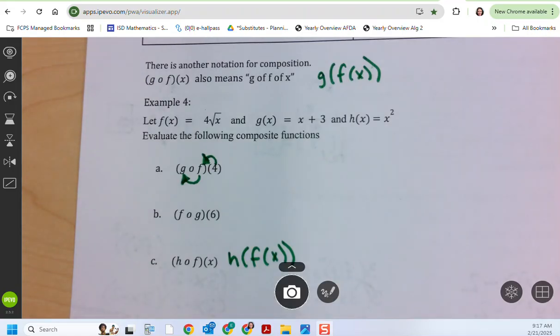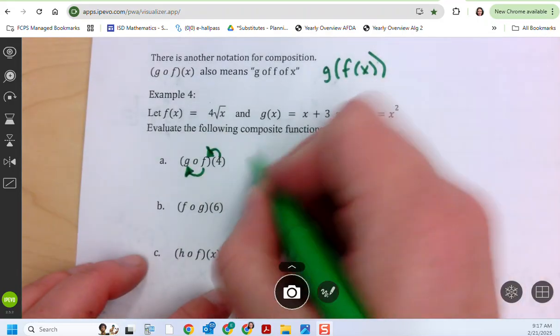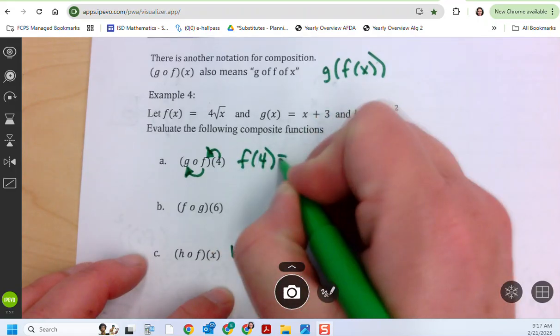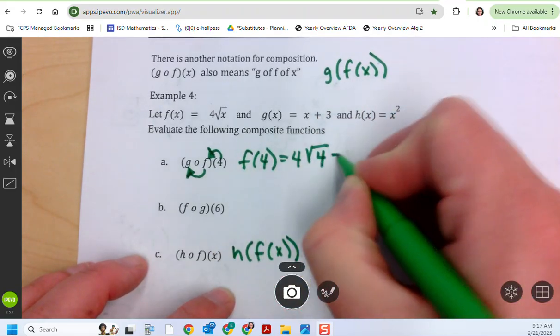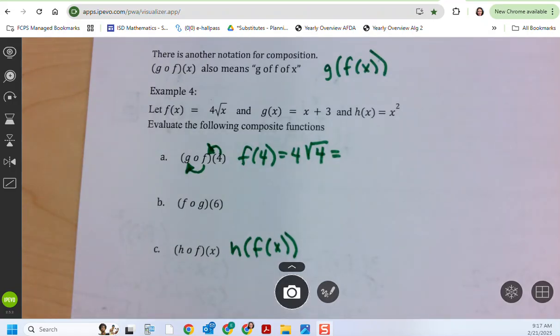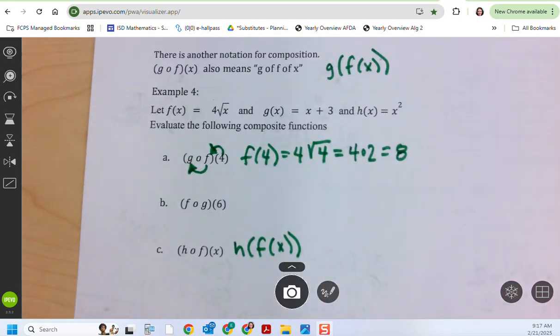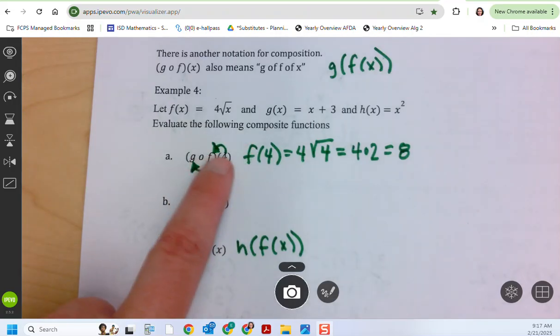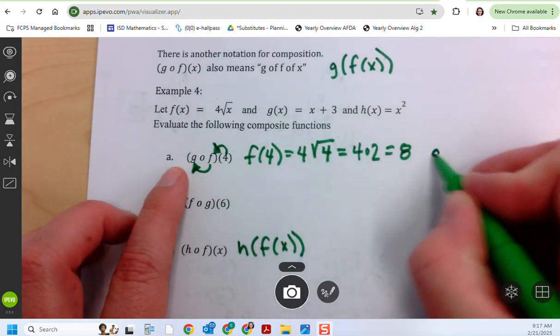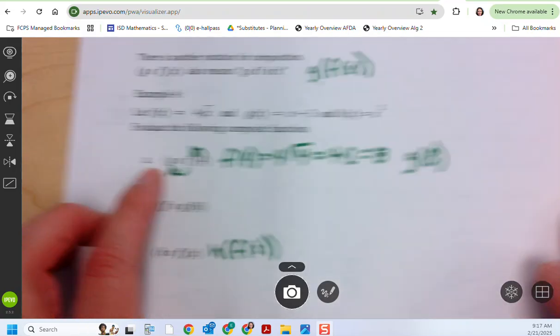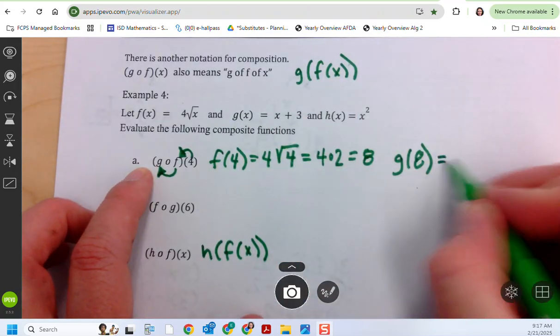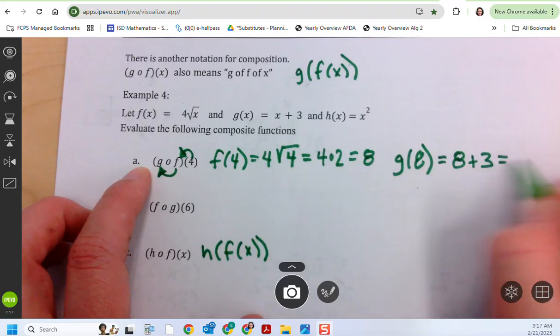So if I put 4 into function f, I'm going to get f of 4 is 4 root 4. And what's the square root of 4? 2. Yeah, so it's 4 times 2, which gives me 8. That's the first part, but it's not my final answer because now I have to put 8 into what function? Yeah, so I already put 4 into f, so now I have to put the 8 into g. So then I do g of 8, and that's right here. I get 8 plus 3. So my final answer is 11.